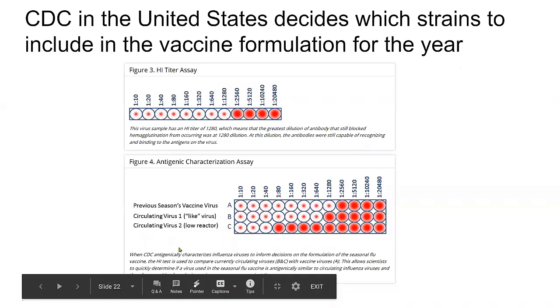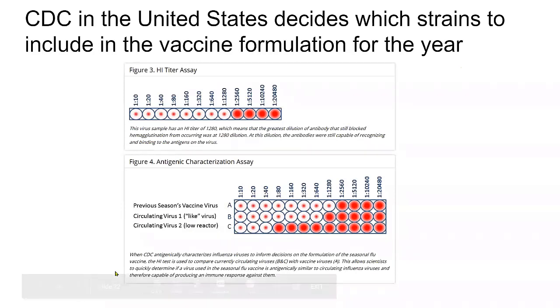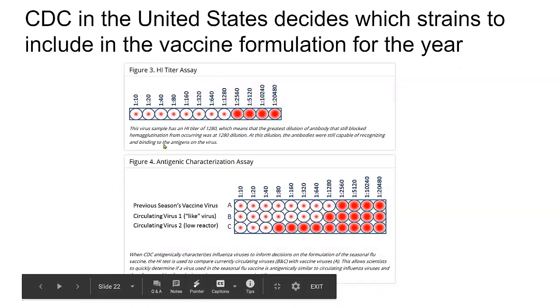So that's a guessing game. Sometimes they guess wrong, and the vaccine isn't very effective that year. Usually it ranges in effectiveness from about 20, maybe 15% if it's a really bad year, to 60-something%.